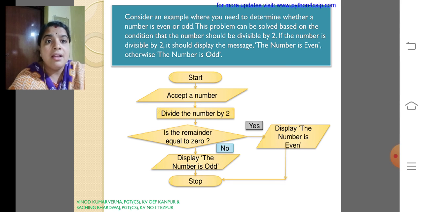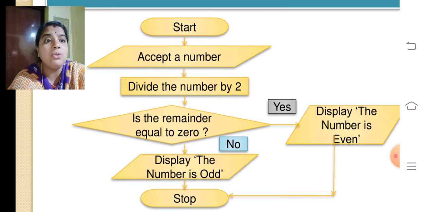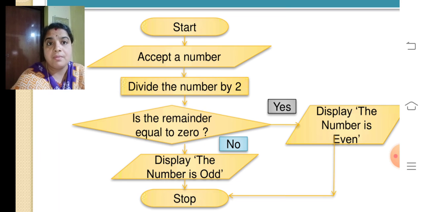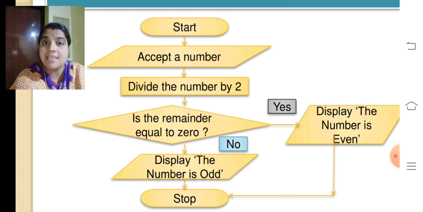My dear children, look at the screen to see how the flowchart is given. We need to draw start, then a flow line, accept a number, a parallelogram is used, then divide the number by 2. That is an instruction or process. Is remainder equal to 0? That is a condition or a check we are giving.